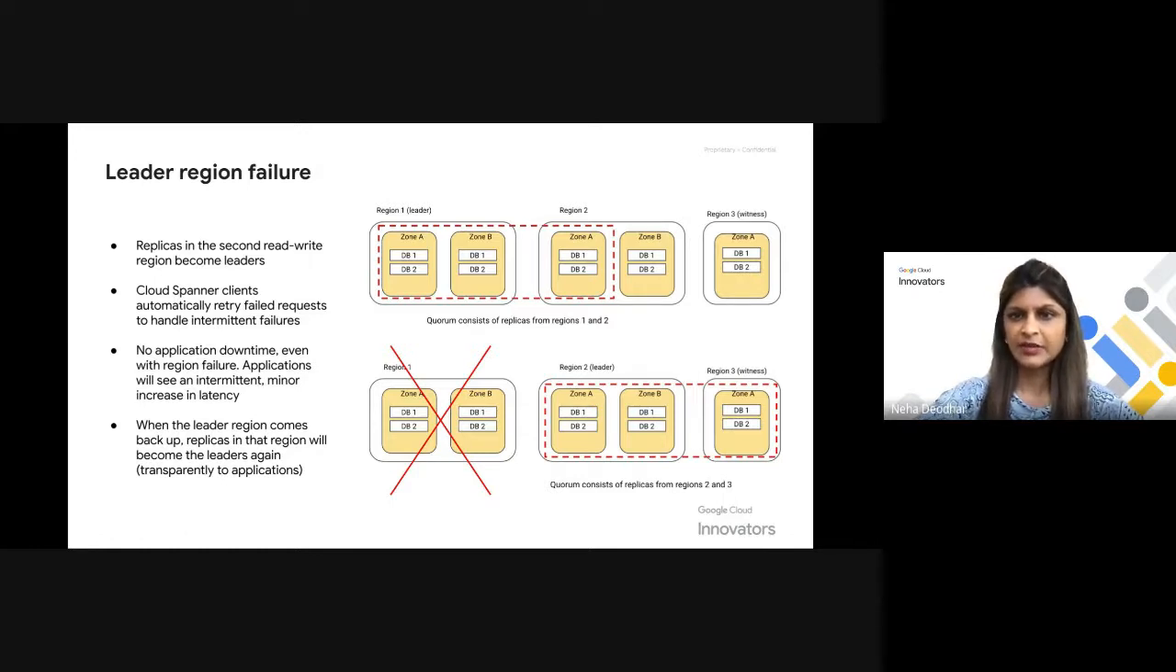During this time, Cloud Spanner clients will automatically retry the intermittent failed requests. So your application will not see any downtime, even with region failure. Note that there could be a small increase in tail latency due to the leader election and client retries. When the leader region comes back up, the replicas in that region will automatically become leaders again.